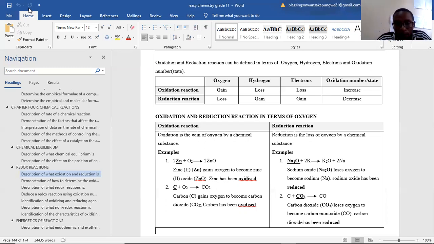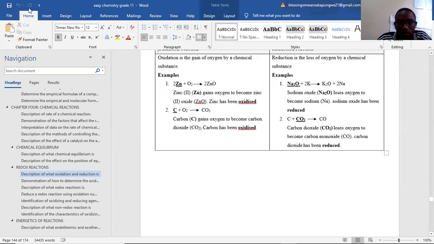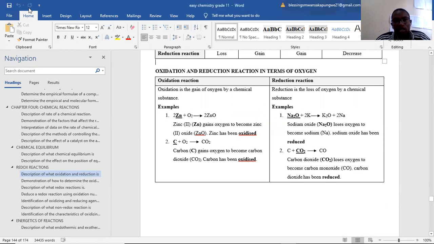Now let's go into the details. Let's look at this table. It describes how we can define oxidation and reduction reactions in terms of oxygen. To my left, we have the oxidation reaction, and to the right, a reduction reaction. These are basically examples. Oxidation, let me underline to make it clearer, is the addition of oxygen to a chemical substance.